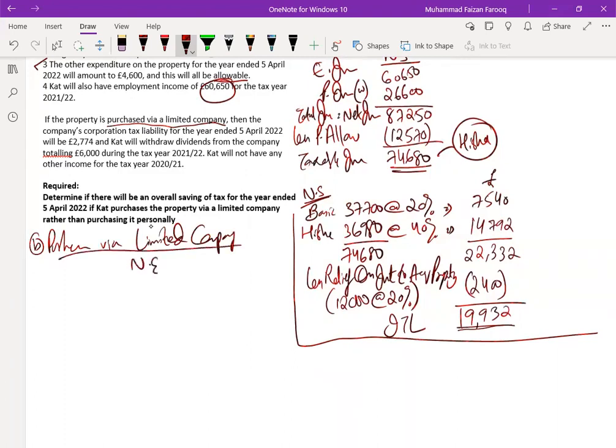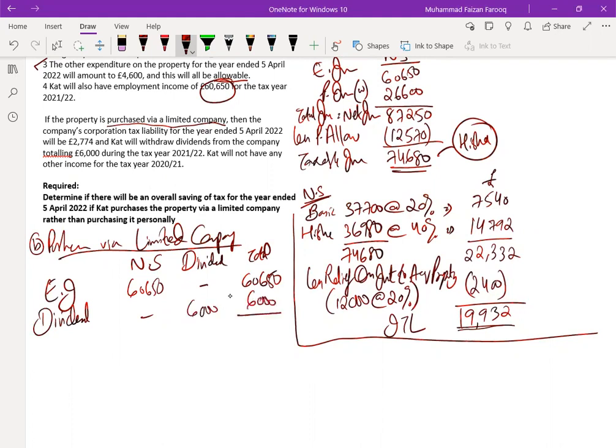So what is he getting? He's getting dividend, and only the employment income, as he was getting the same employment income, 60,650. He'll also get dividend, right? Instead of getting the property income, he is going to get dividend because he is now the whole and sole owner of this property. Right or wrong? Right. How much is the dividend amount? 6,000 pounds.